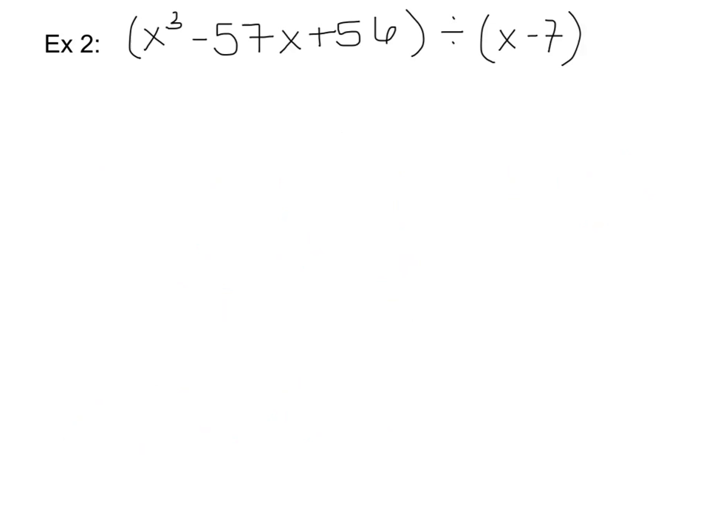Press pause, and I want you to try dividing x cubed minus 57x plus 56 by x minus 7 using synthetic division. Inside the box should go positive 7. Remember, you set x minus 7 equal to 0, add 7 to the other side. There's a 1 in front of x cubed. There is a 0 in front of x squared. Remember yesterday I told you always had to have your placeholders. Then there is a negative 57 in front of the x, and then there's a positive 56.